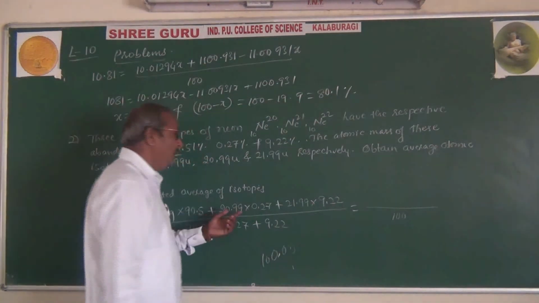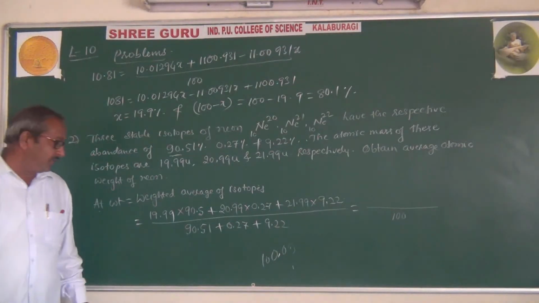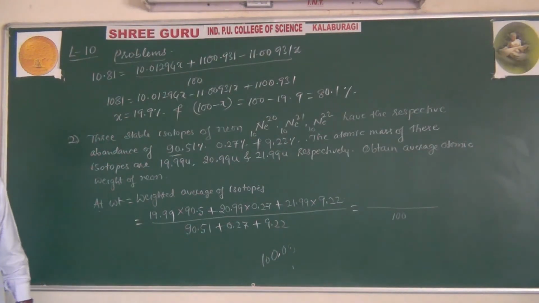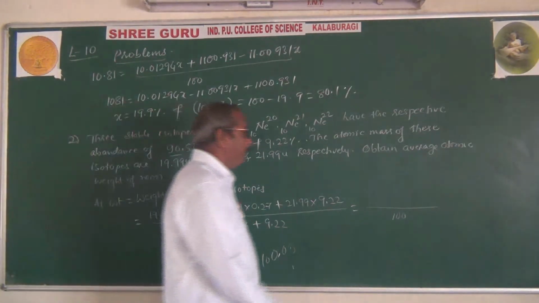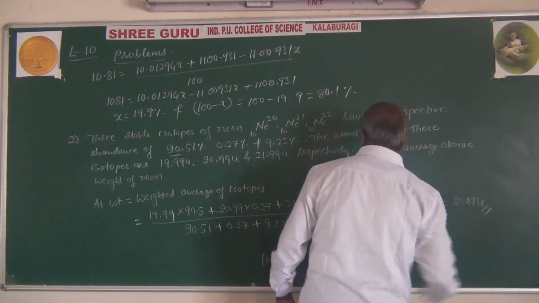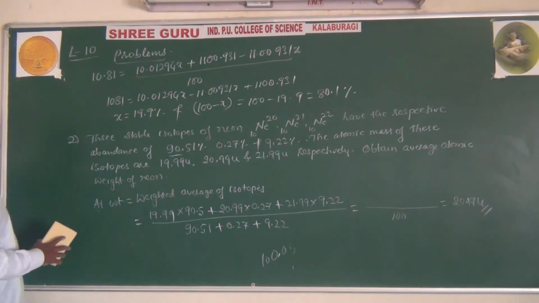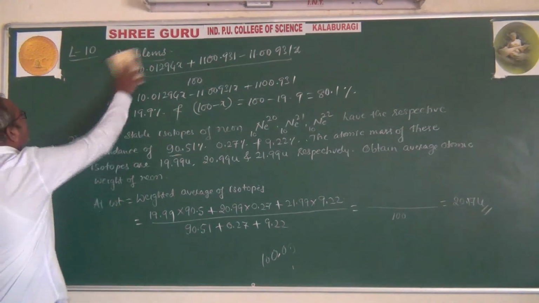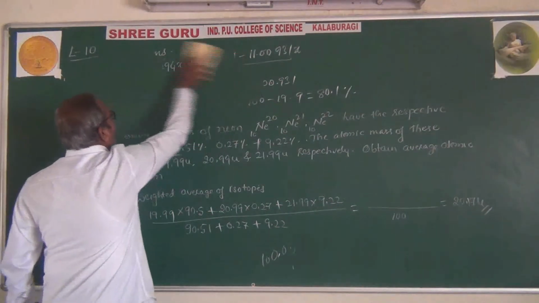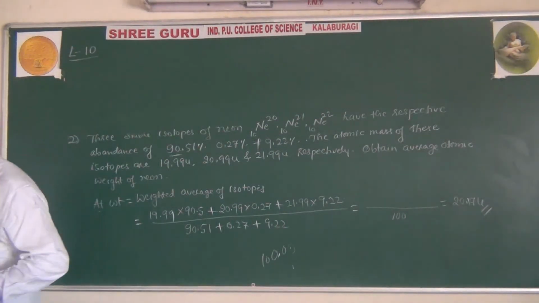Again, you have to multiply using the calculator, sum, then divide. So the answer, which is the average atomic weight of the element neon that has 3 isotopes with their respective abundances given, is 20.17 U. This is another type of question: how to find the atomic weight when the isotopes and their abundances are given, and how to simplify it and get it quickly.